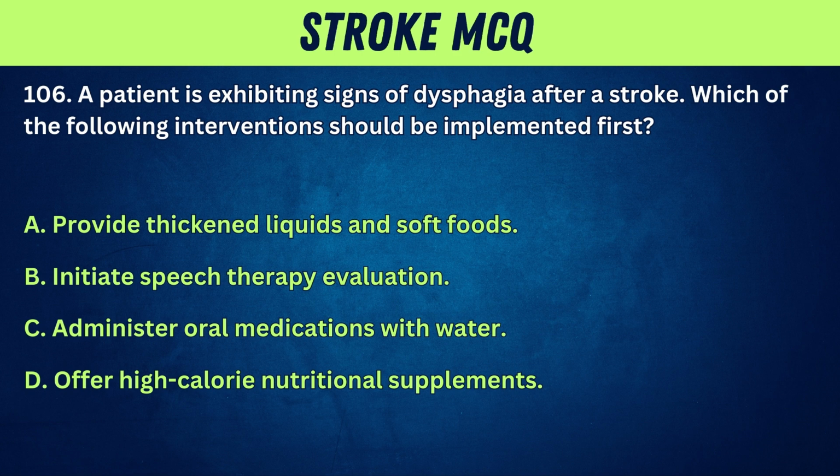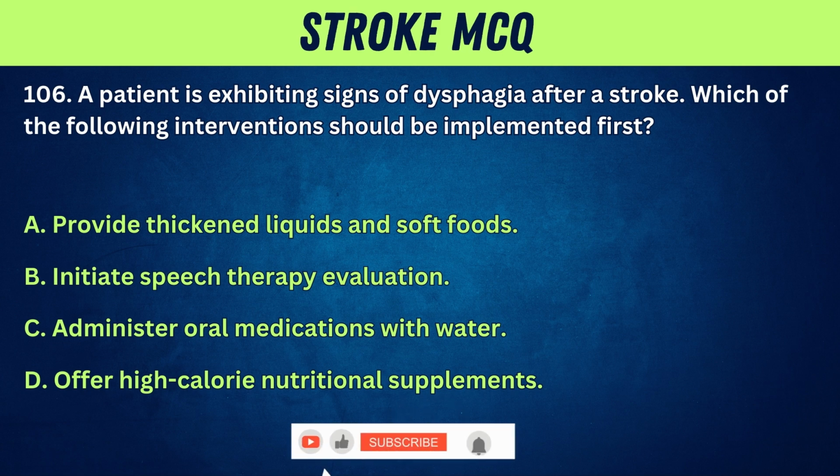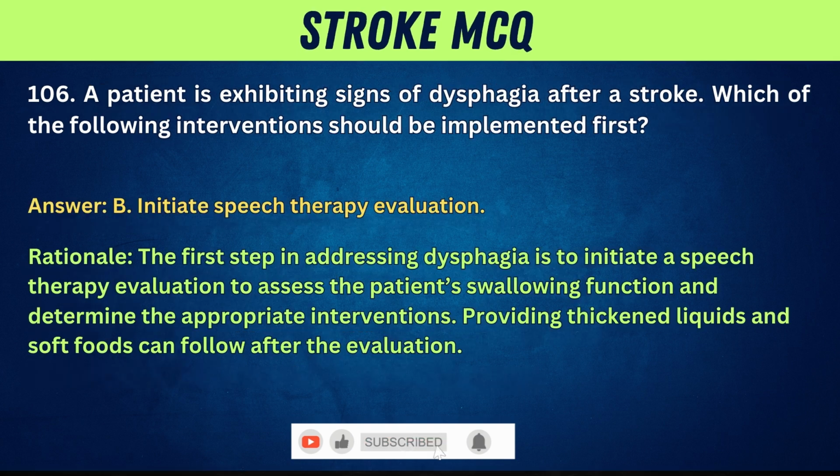106. A patient is exhibiting signs of dysphagia after a stroke. Which of the following interventions should be implemented first? A. Provide thickened liquids and soft foods. B. Initiate speech therapy evaluation. C. Administer oral medications with water. D. Offer high-calorie nutritional supplements.